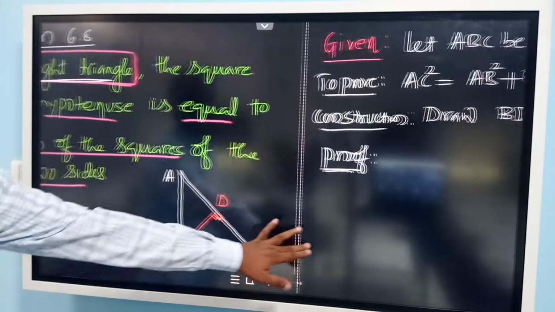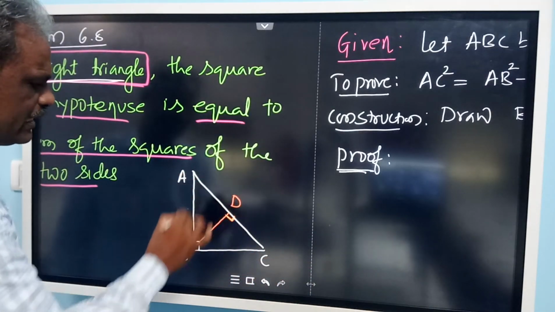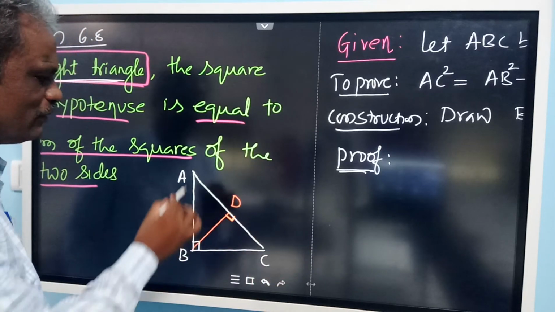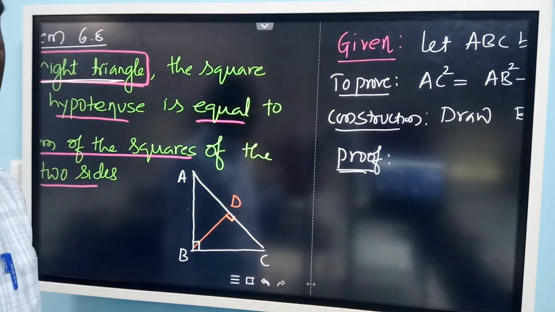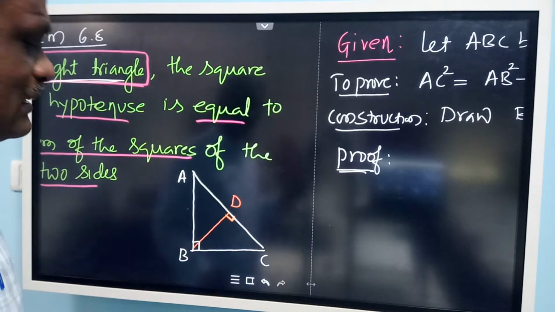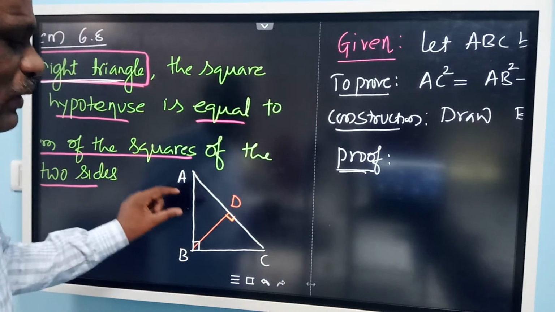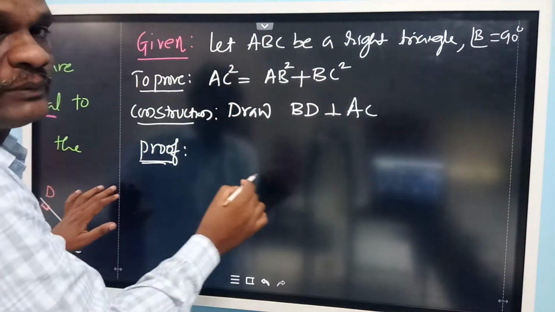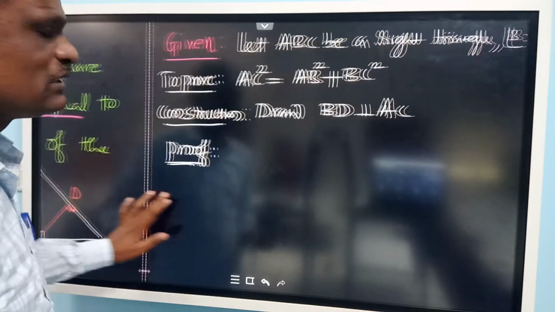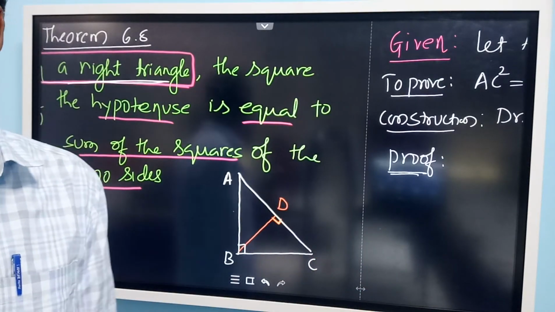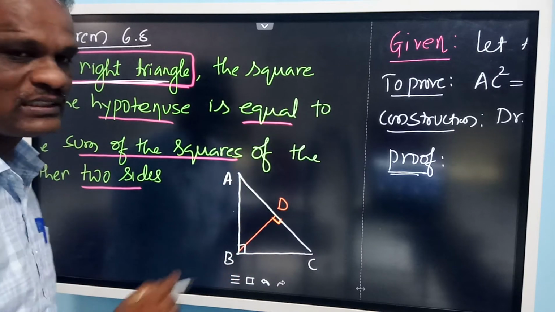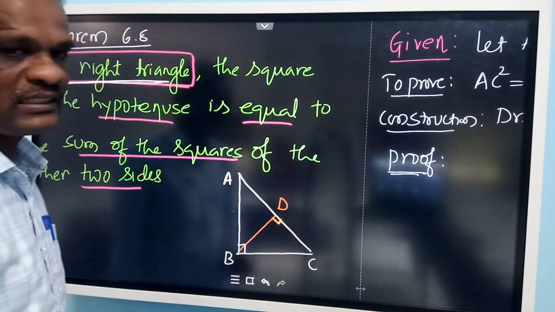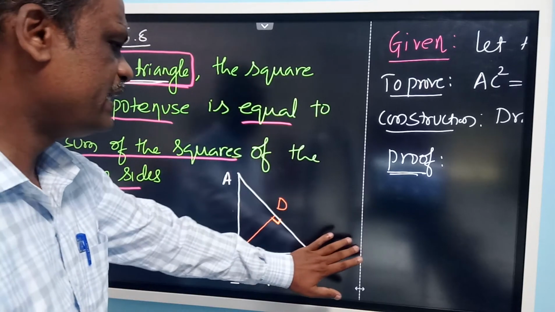So now you consider triangles ABC and ABD. Why ABC and ABD? We want AB square, because I want to show that AC square is equal to AB square plus BC square. You need to select the two triangles which contain AB as a side. Which are the triangles which contain AB as a side? One is ABD, another one is ABC. In these two triangles we have AB as a side.